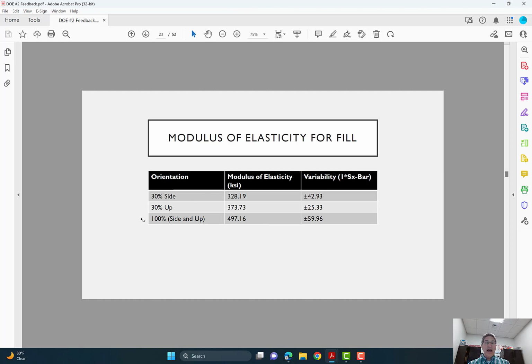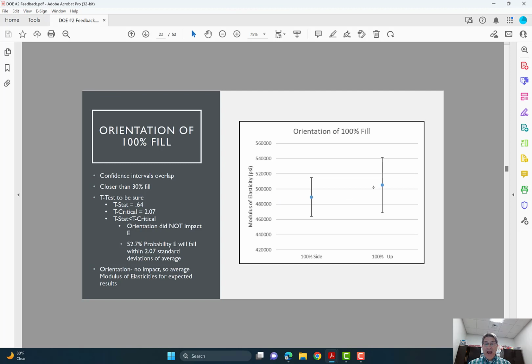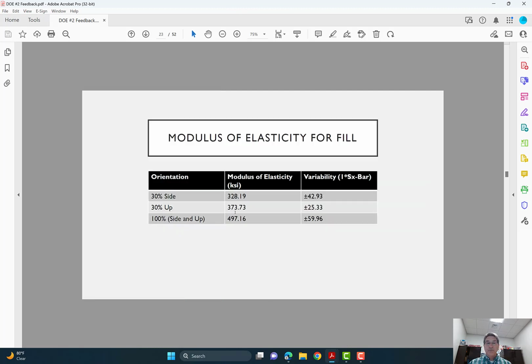Gave the modulus for side, gave the modulus for up and 100, and the variability within it, and made it clear it's one standard deviation of X bar. Now, since we're presenting what I can expect for the modulus, I wouldn't want X bar here, I would want X. So by putting that, it's easy to see, oh yeah, she used the wrong standard deviation or she labeled it wrong. But when you're comparing averages, you want the standard deviation of X bar. When you're presenting what you can expect out of one piece, you want the standard deviation of X itself.